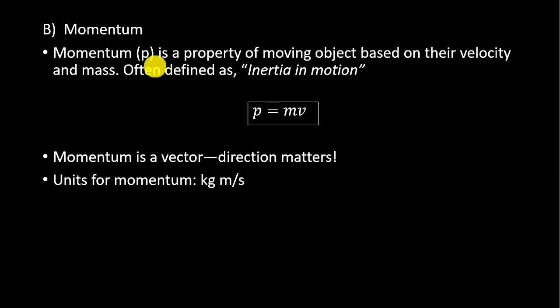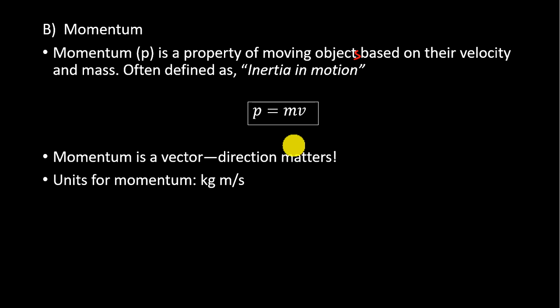All right, so momentum p is a property of moving objects, based on their velocity and mass. Often if you go online or if you read certain textbooks, they'll say it's inertia in motion. That's adorable, whatever. It's the mass times the velocity. And again, it's given lowercase letter p as the symbol. Okay, p equals mv, a super straightforward equation.